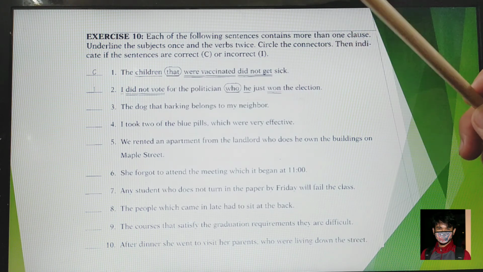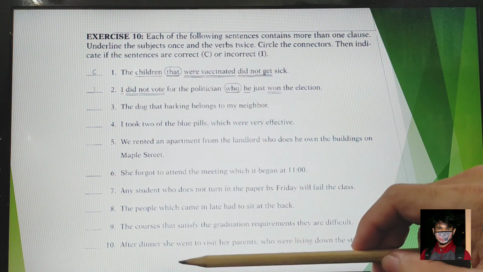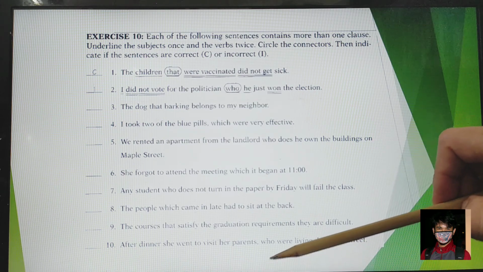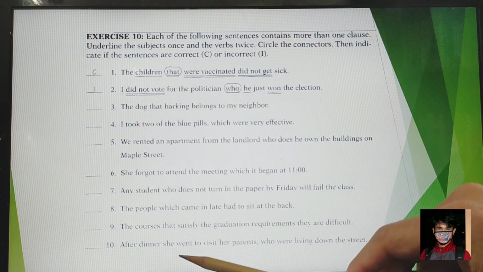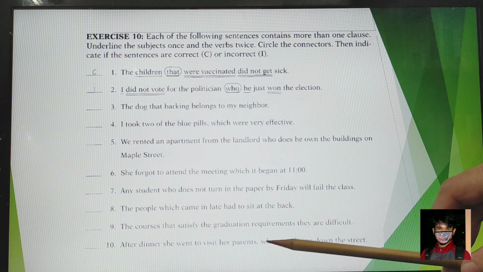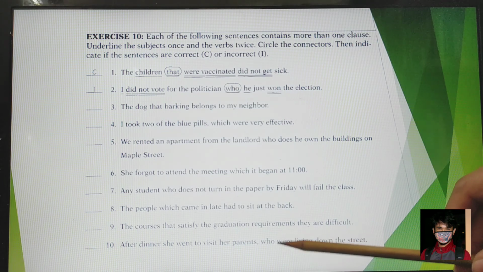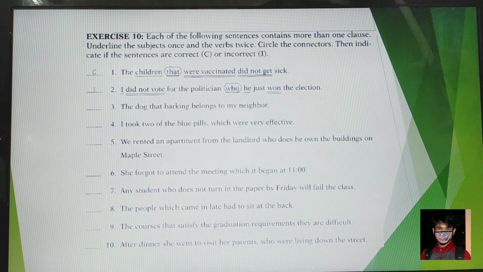Okay, what about number 10? For number 10, we have, after dinner, she went to visit her parents who were living down the street. Is it correct or incorrect? She went to visit her parents who were living. Who were living relates to her parents. So the sentence is correct.